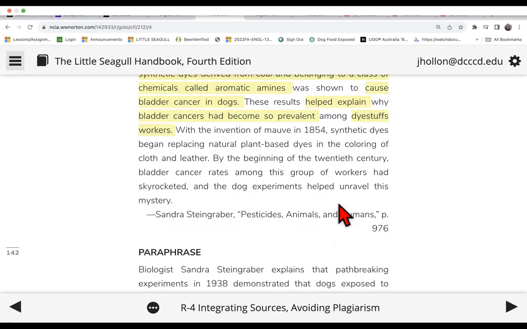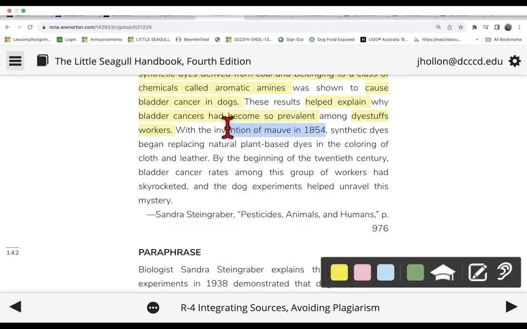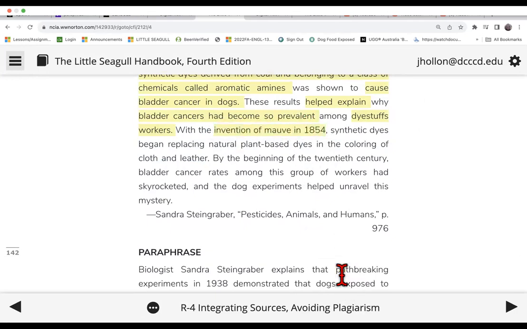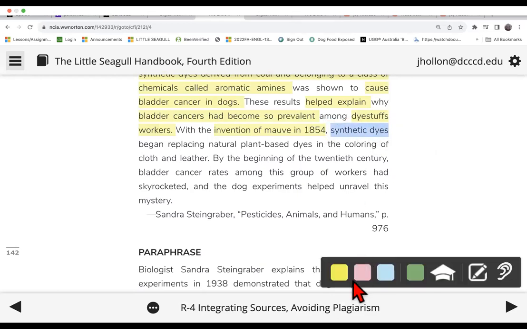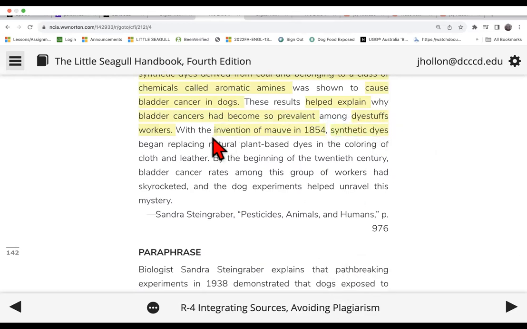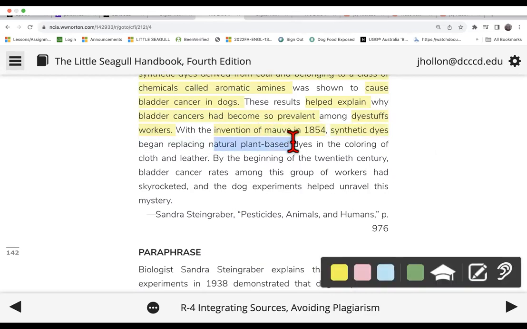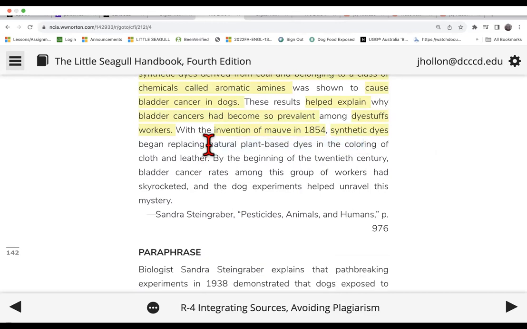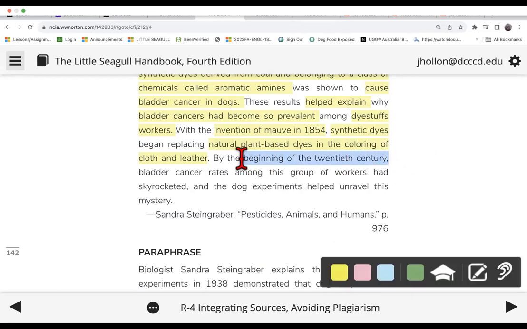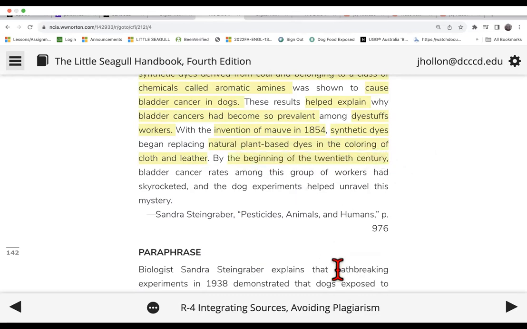With the invention of mauve in 1856, so I'm going to put that, synthetic dyes began replacing natural plant-based dyes in the coloring of cloth and leather. So I'm going to go ahead and put that in there. Okay, here we go. By the beginning of the 20th century, so that would be in the 1900s, that could be another way that we decided to say it.